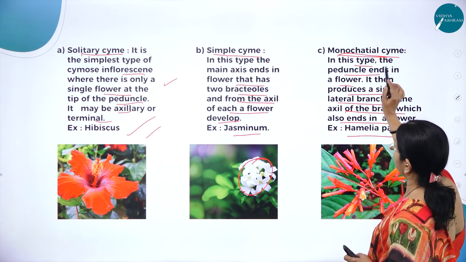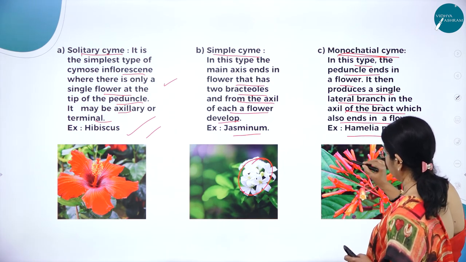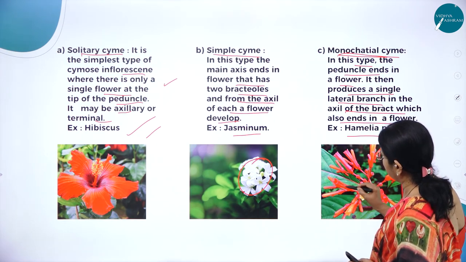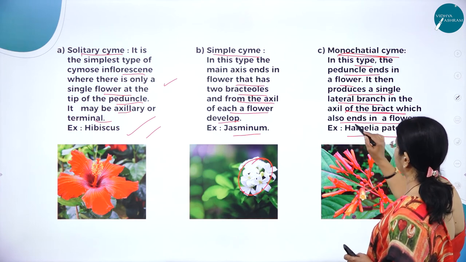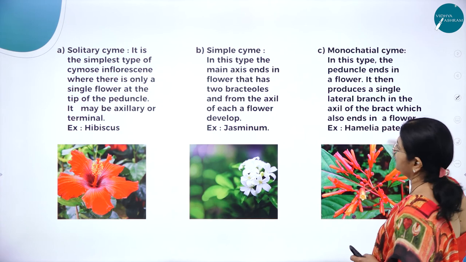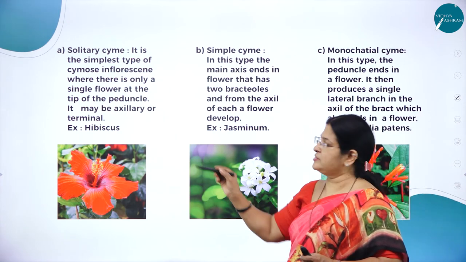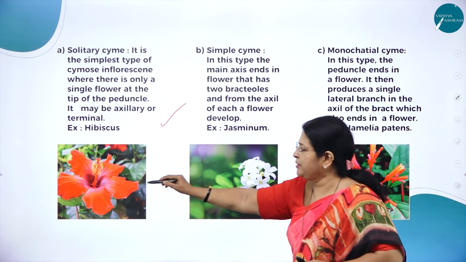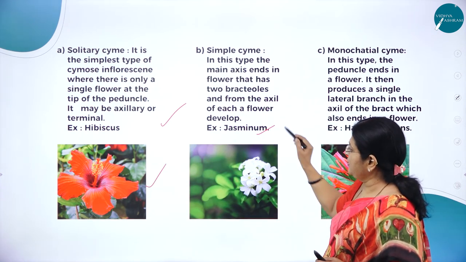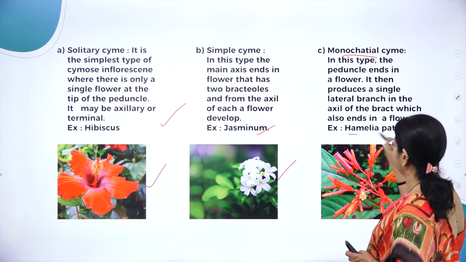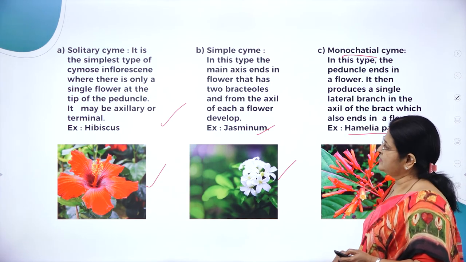So, in this type, the peduncle ends in a flower. It then produces a single lateral branch. Here you can see the lateral axil of the bract which also ends in a flower. That is Himalayan pattern. So, what are the examples for cymose inflorescence? One is solitary cyme, example hibiscus, then simple cyme, example jasmine, then monochasial cyme, example Himalayan pattern.